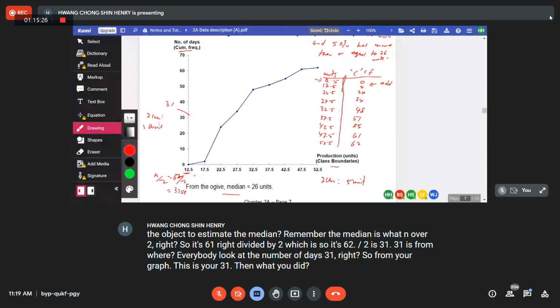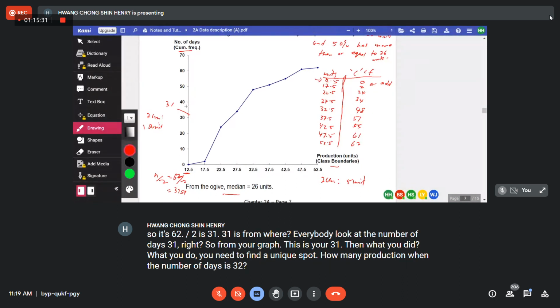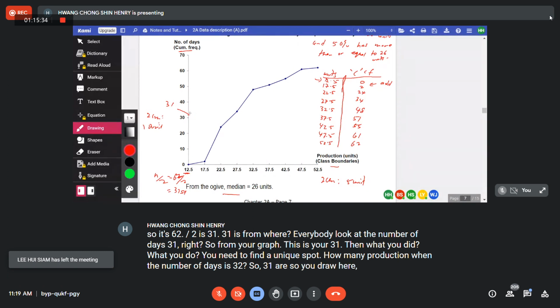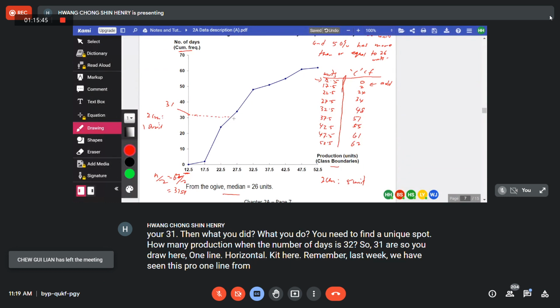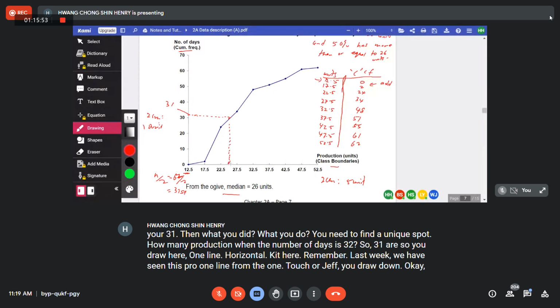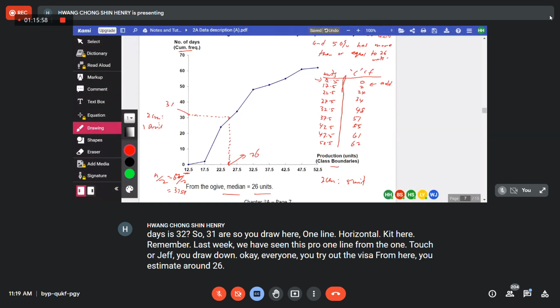Then what do you do? You need to find the units, how many production units when the number of days is 31. So you draw one horizontal line, hit here. Remember last week we have seen this. Draw one line from 31, touch your ogive, then you draw down. Okay, everyone, you try after this. From here, you estimate around 26. So everybody, you try, use the actual graph, whether you can get 26 or not.